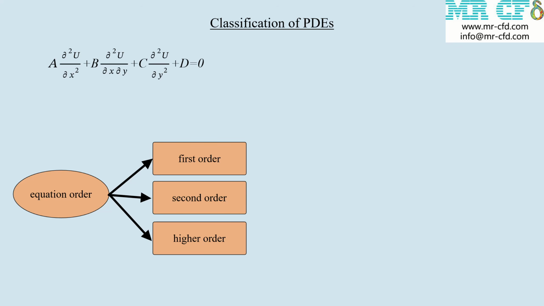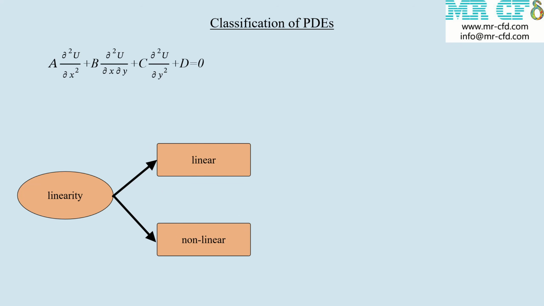PDEs can be categorized based on the phenomena they describe or their mathematical properties. Here are the different types of PDEs. We can classify the PDEs by their order into first-order and second-order partial differential equations. First-order PDEs involve the first derivative of the unknown function. Here is an example of a first-order partial differential equation. Second-order PDEs involve the second derivative and are the most common in physics and engineering. Examples include the heat equation, wave equation, and Laplace's equation.